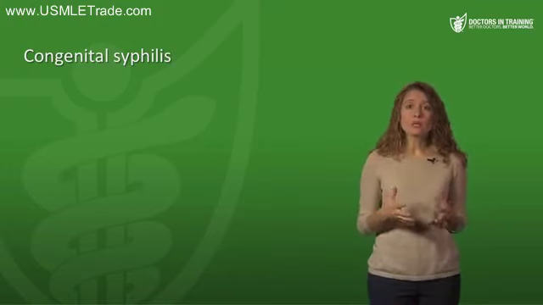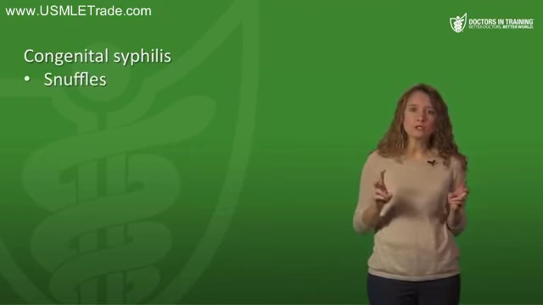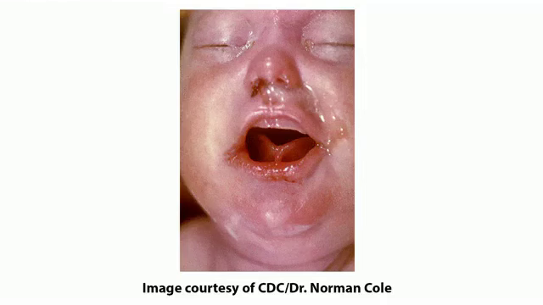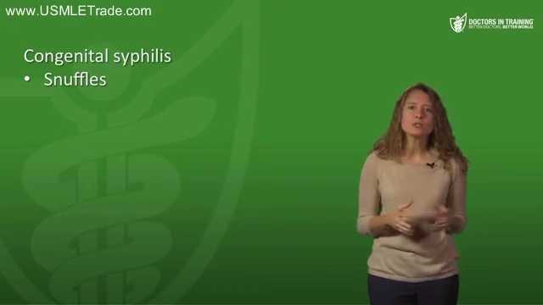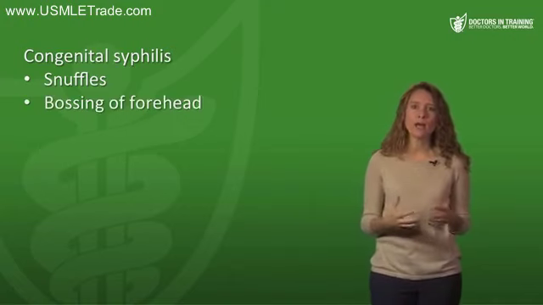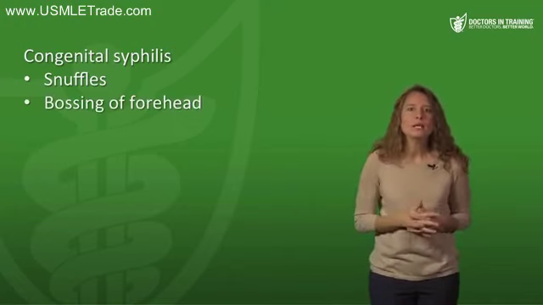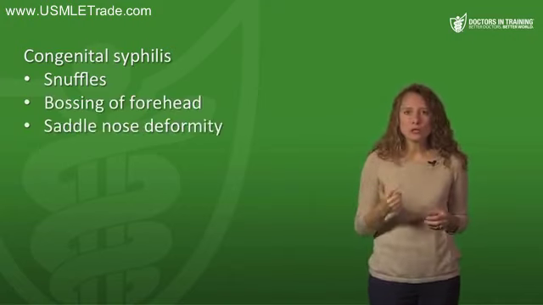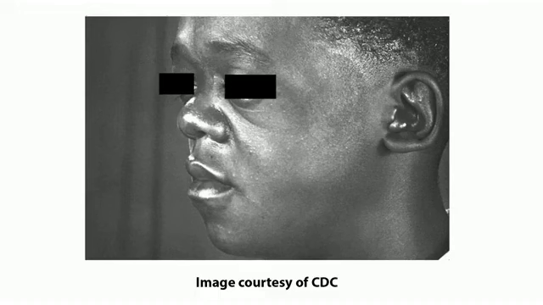Well, one of the first signs is the snuffles. A blood-tinged nasal discharge that occurs in the first few weeks of life and is more persistent than a cold would be. Congenital syphilis can also result in bossing of the forehead. Bossing just means bulging. You may also see a saddle nose deformity, which is a depression of the bridge of the nose, like what's shown in this image.